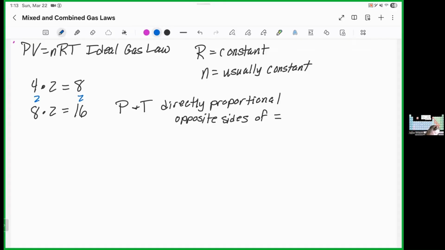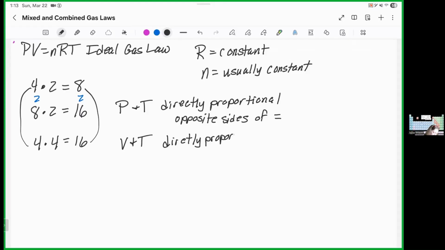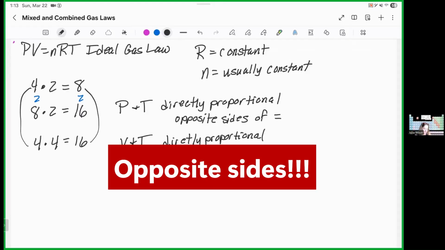Okay, the same thing would happen with volume. If I left my pressure at 4 and doubled my volume, again, I would have to double my temperature. So volume and temperature are also directly proportional because they are on the same side of the equal sign.